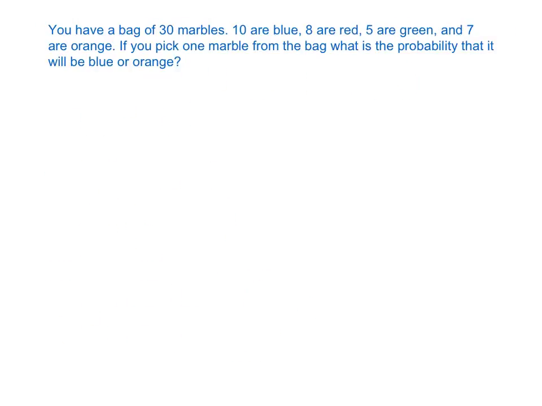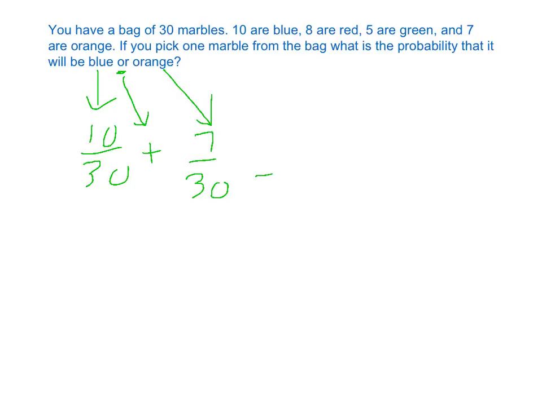Alright, you have a bag of 30 marbles. 10 are blue, 8 are red, 5 are green, and 7 are orange. If you pick one marble from the bag, what's the probability that it will be blue or orange? The key word here is the or. The blue, there are 10 out of 30. The orange, there are 7 out of 30. And when you're doing the or, that means we're going to add. So this gets you 17 out of 30 is your chances that you're going to have blue or orange.